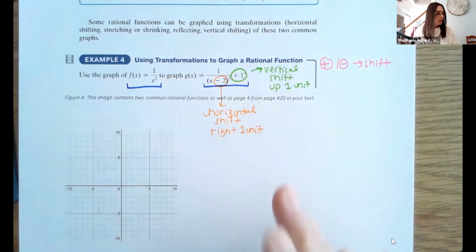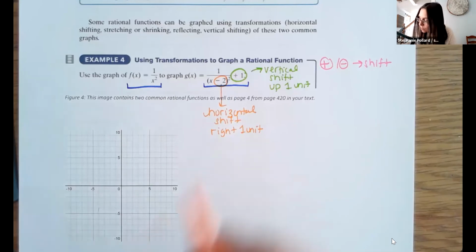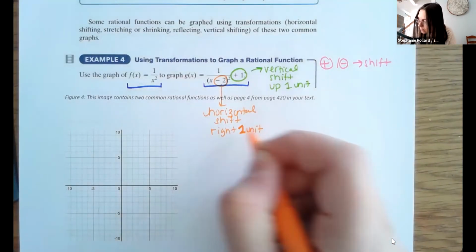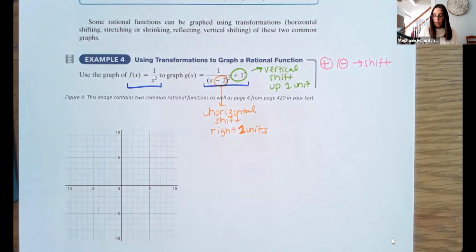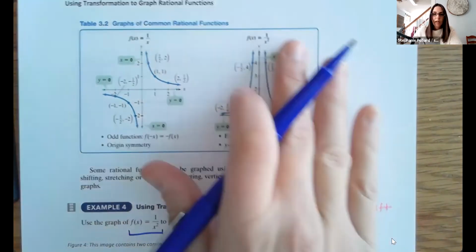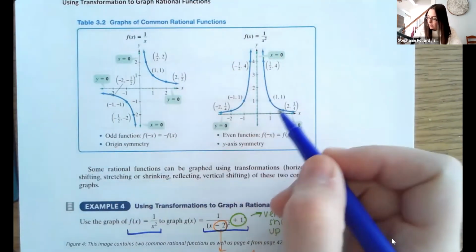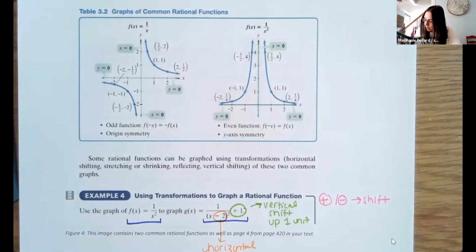So remember, inside changes kind of work opposite to what you think. Right 2 units. There we go. All right, so I'm going to draw the initial graph first, and I'm just going to redraw what's up here. So I'm just going to use some of those key points that they gave me. So that's (1, 1) and then (-1, 1).